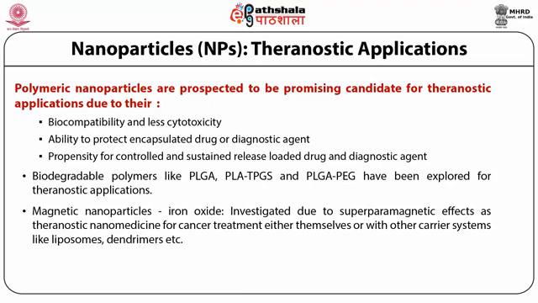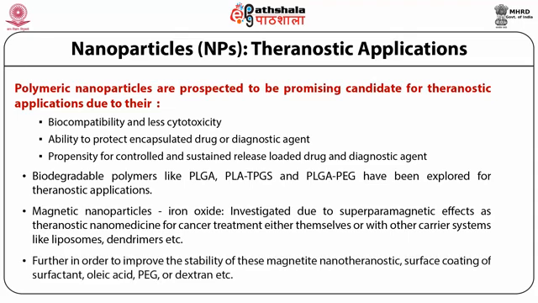These magnetic nanoparticles have been investigated as theranostic nanomedicine for cancer treatment, either by themselves or with other carrier systems like liposomes and dendrimers. Further, in order to improve the stability of these magnetic nanotheranostics, surface coating with surfactant, oleic acid, PEG or dextran has also been investigated to improve their stability as well as to make them long circulating in the system.